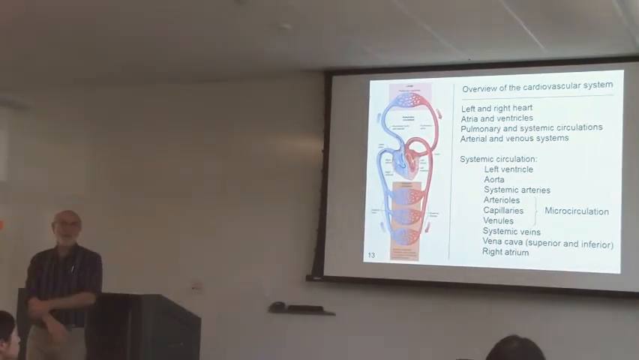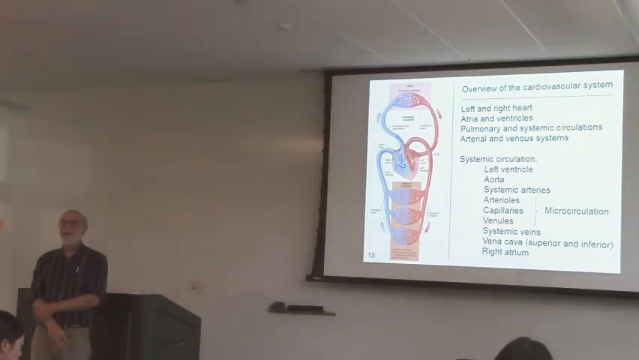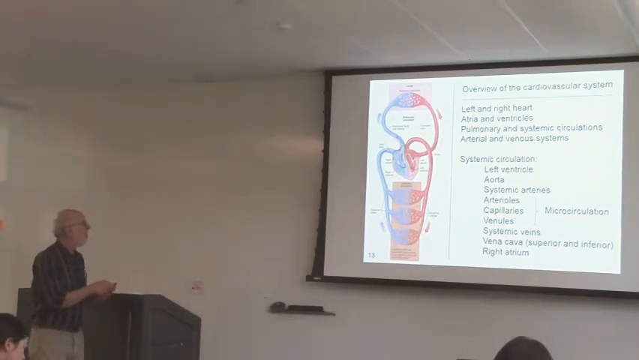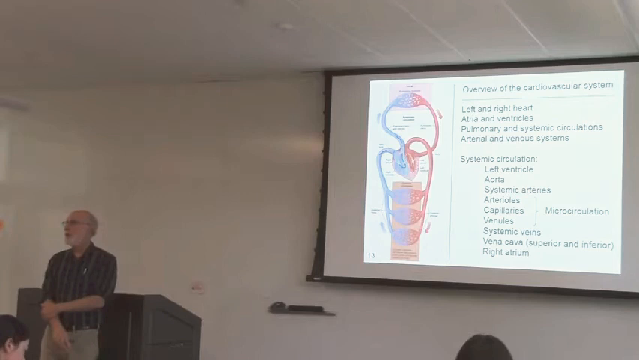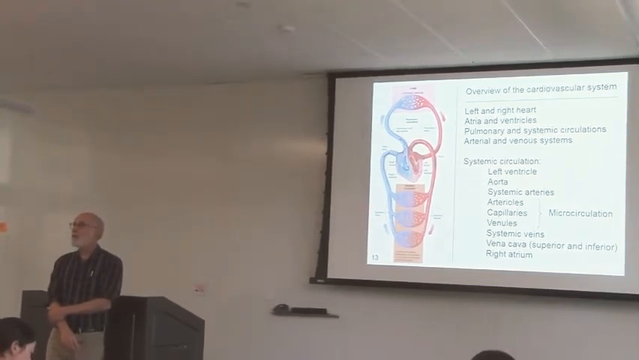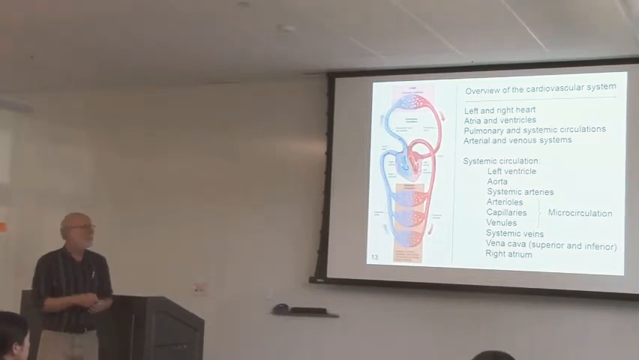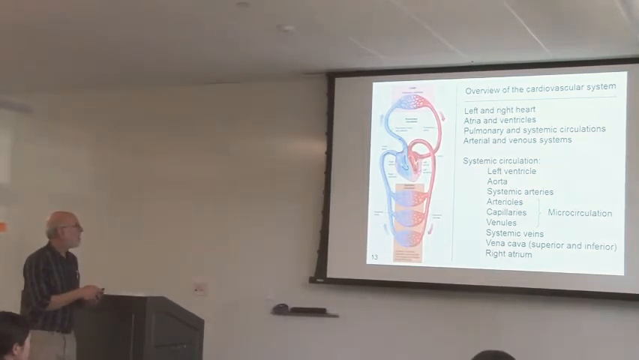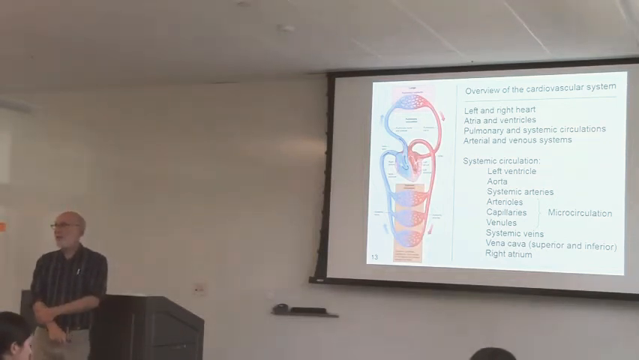The rule of thumb is what Michael said. If the tube is taking blood away from the heart, it's an artery. If the tube is taking blood back to the heart, it's a vein.